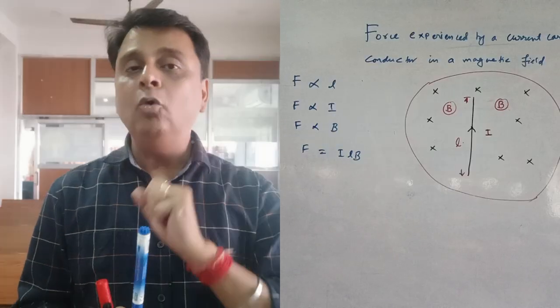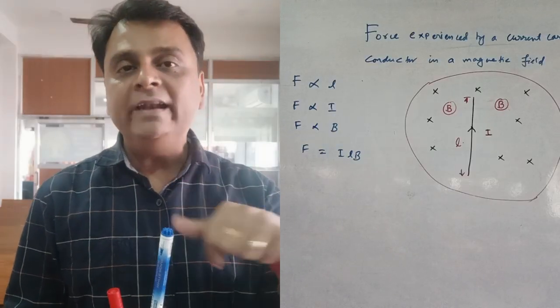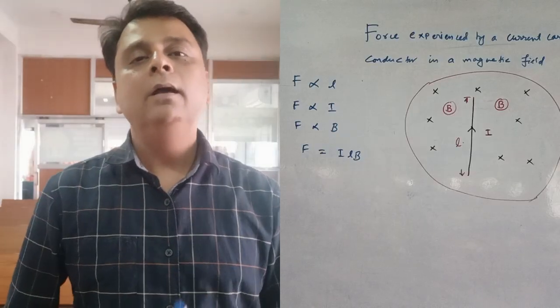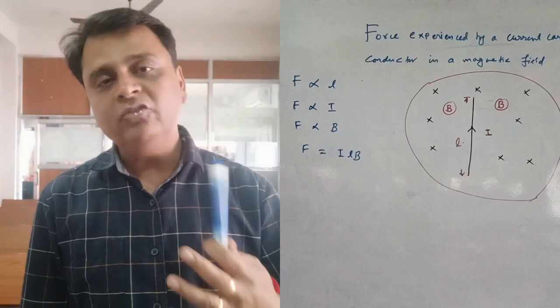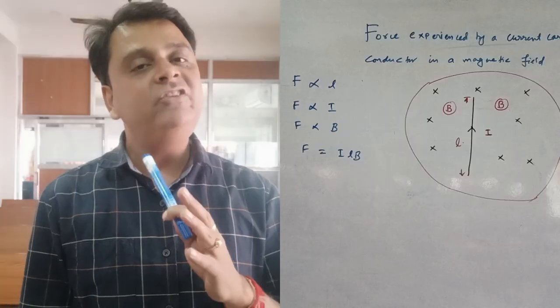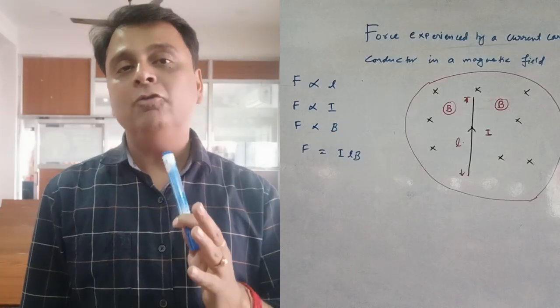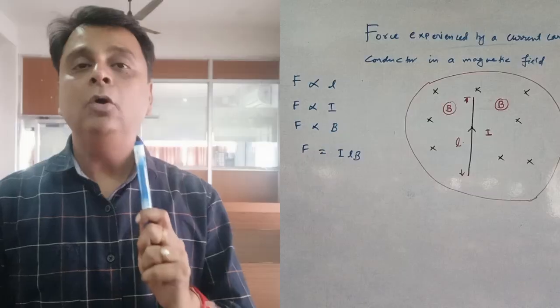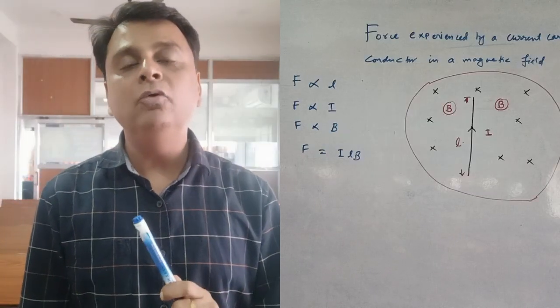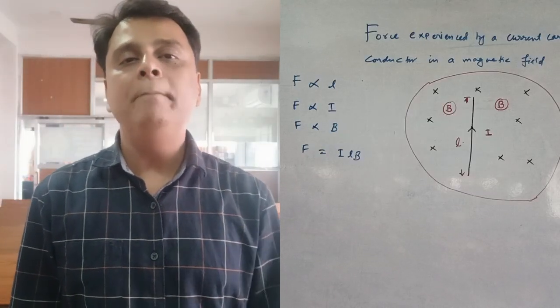दैट फोर्स विल बी एक्सपीरियंस बाय दिस वायर एंड नॉट ड्यू टू इट्स ओन मैग्नेटिक फील्ड। So any current carrying conductor, of course, creates a magnetic field around it, but it is not able to experience the force due to its own current. It is only the force experienced due to the external magnetic field.